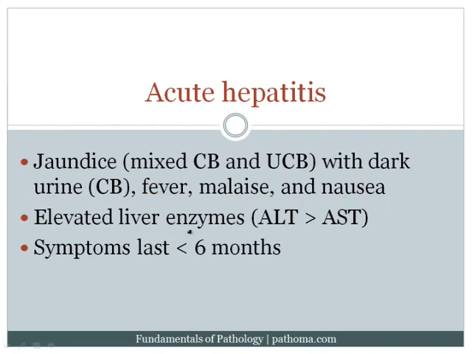On laboratories, there will be elevated liver enzymes. Classically, the ALT will be greater than the AST, and the symptoms of acute hepatitis usually last less than 6 months. And that's important because the presence of symptoms and appropriate serologic markers for greater than 6 months would equal chronic hepatitis, as we'll discuss in a moment.